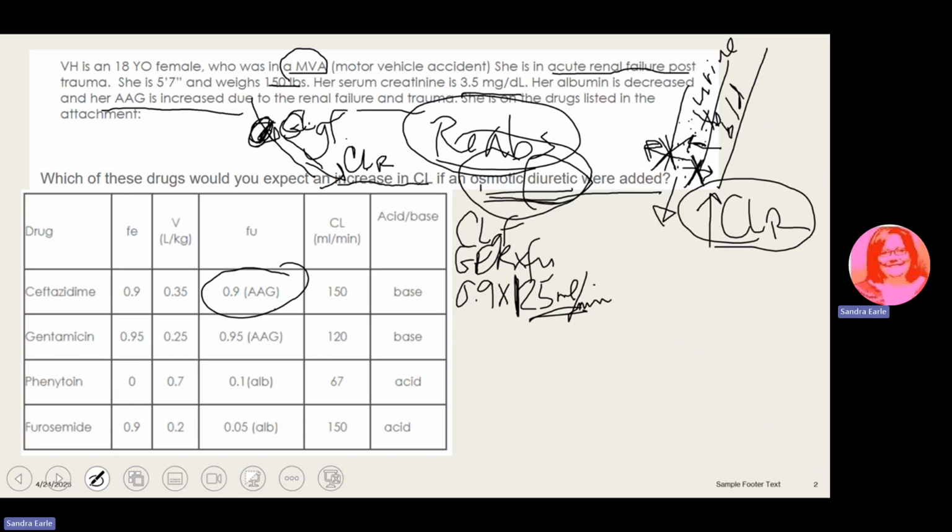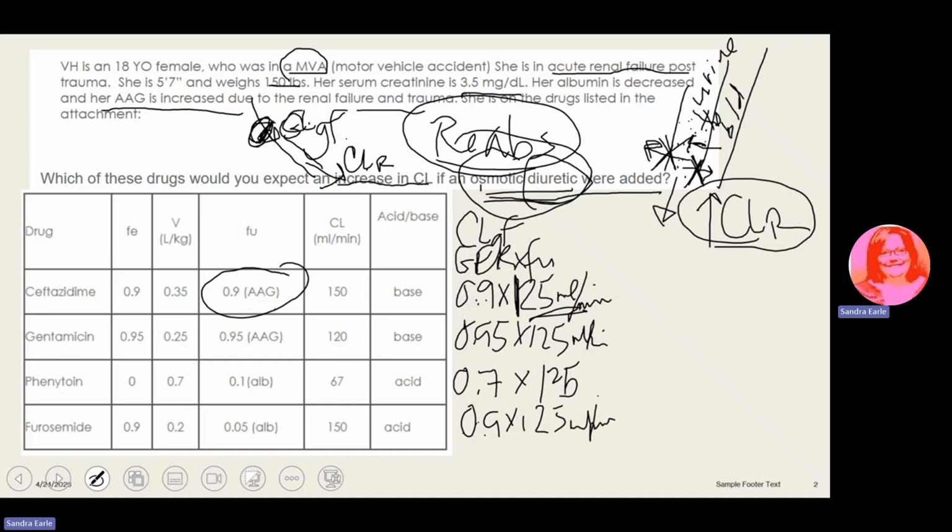So we'd multiply 0.9 times 125 to get the filtration clearance for ceftazidime. And so we're going to multiply by 0.95 for gentamicin, by 0.7 for phenytoin, and by, again, 0.9. So these two will have the same one, won't they? The same filtration clearance.